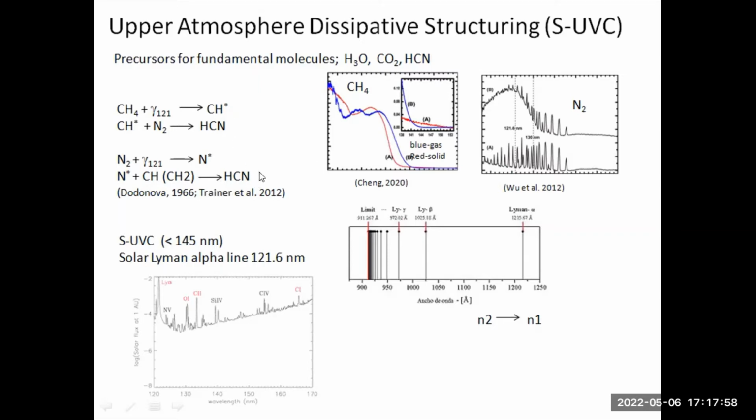So there are a number of different ways we can produce these molecules, and we want to be able to show that the production of these molecules is also a dissipative structuring, but at these much shorter wavelengths. Okay, so that's how we find these fundamental molecules. This is water, H2O, carbon dioxide, and hydrogen cyanide, and nitrogen.